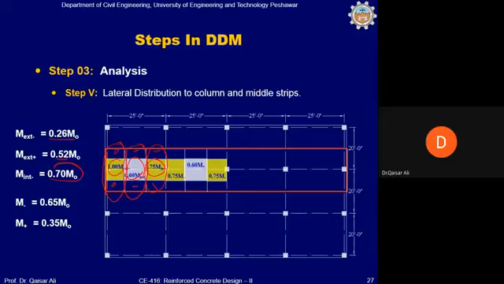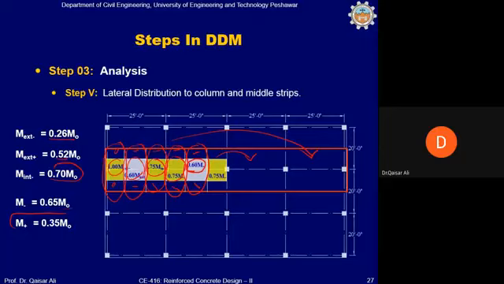In the interior spans, all the interior spans will be similar to this exterior span, and no matter how many spans there are, all the interior spans will carry the same coefficients. This 0.65 M naught is the total bending moment here, where M naught is Wu L2 Ln squared divided by 8. 75% of this 0.65 M naught will be taken by the column strip, and the remaining 12.5% will be given to the middle strips. Similarly, 0.35 M naught is the total bending moment here, out of which 60% will be taken by the column strip and 20% will be taken by the middle strips, and so on.